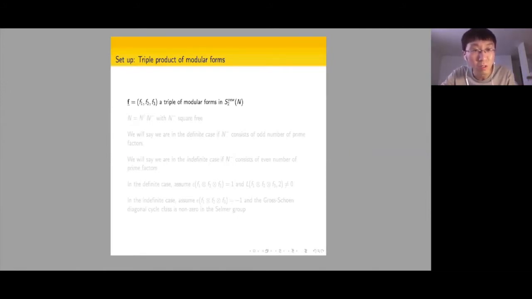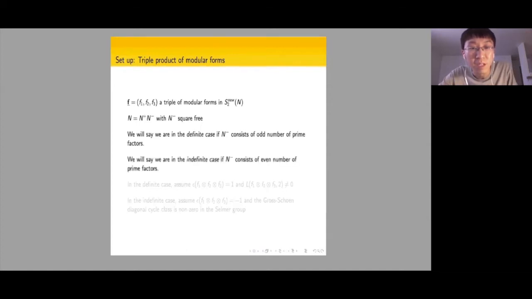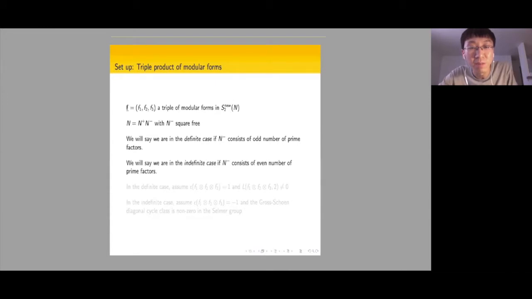I'm given a triple of modular forms, which I will call triple F. They are newforms of level N of weight 2, and I will assume that N can be factored into N plus and N minus, with N minus being square-free. We're in the definite case if N minus consists of an odd number of prime factors, and in the indefinite case if N minus consists of an even number of prime factors.